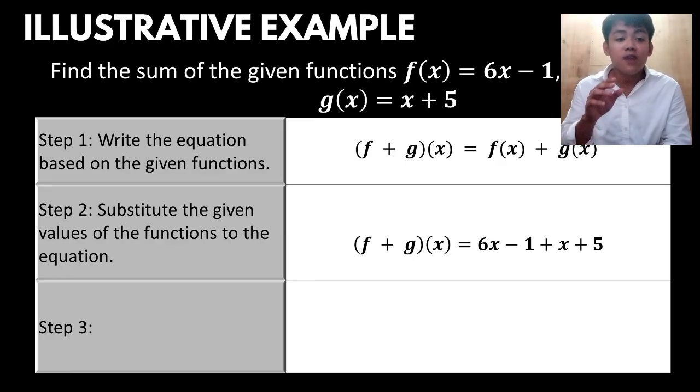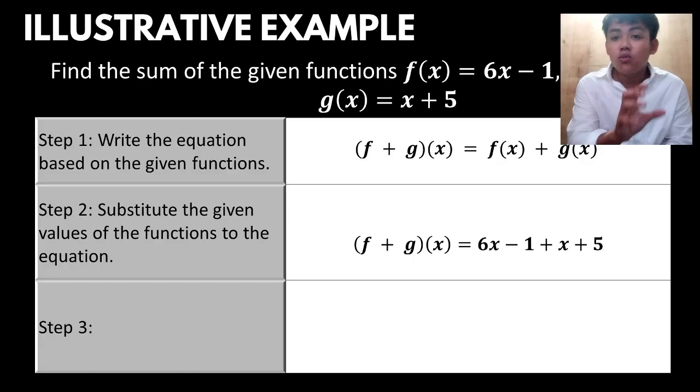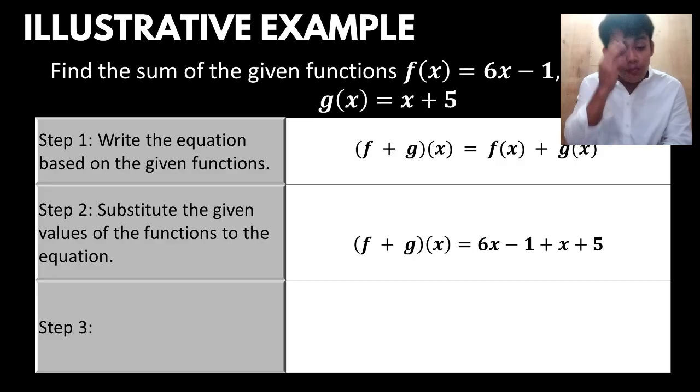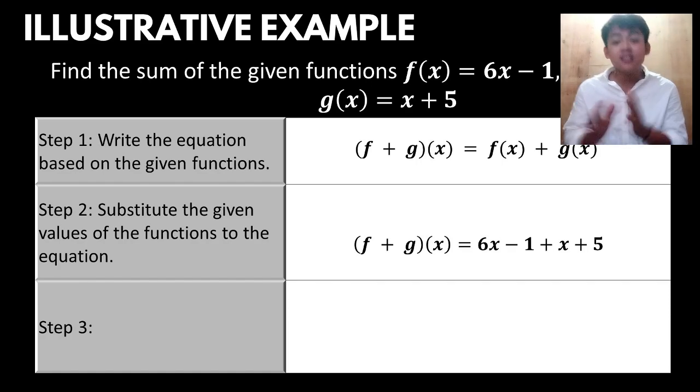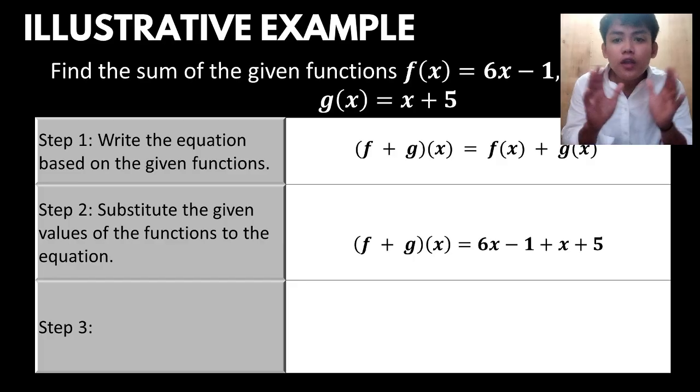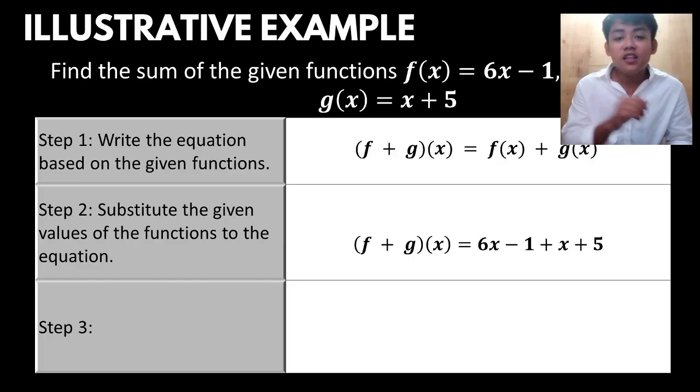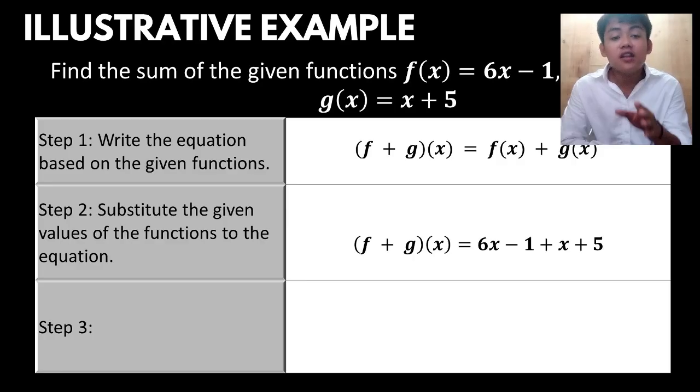So we have here the value of f of x, which is equal to 6x minus 1. So you just need to substitute that in the place of f of x. Then for g of x, we have x plus 5, so we just need to substitute it. Then the next step we need to do is to look for any similar terms in the equation. So we have here 6x and the x itself. They have similar variables.